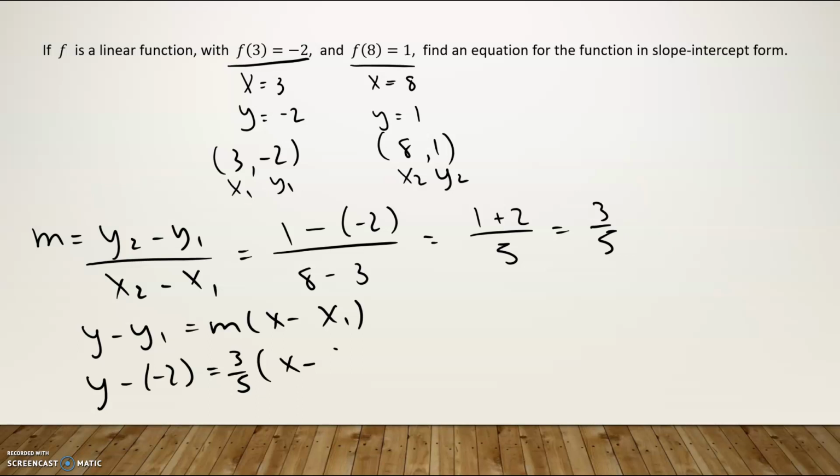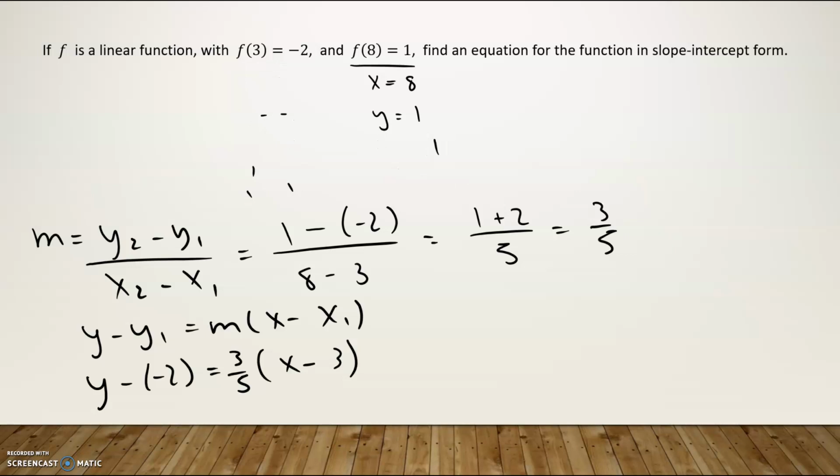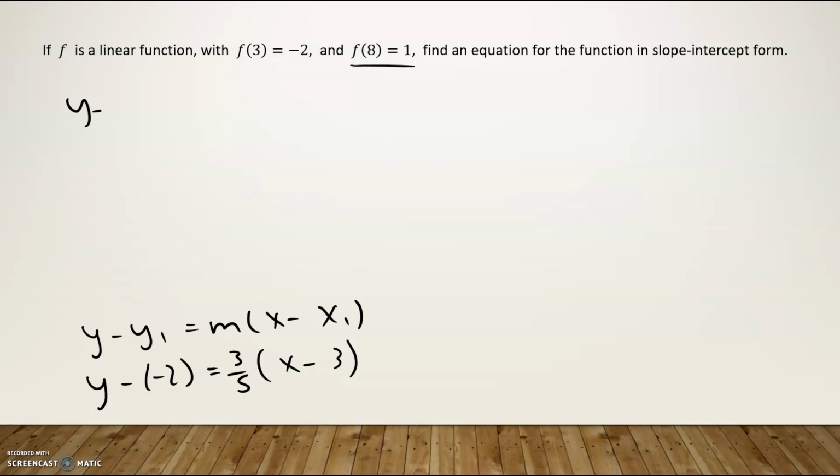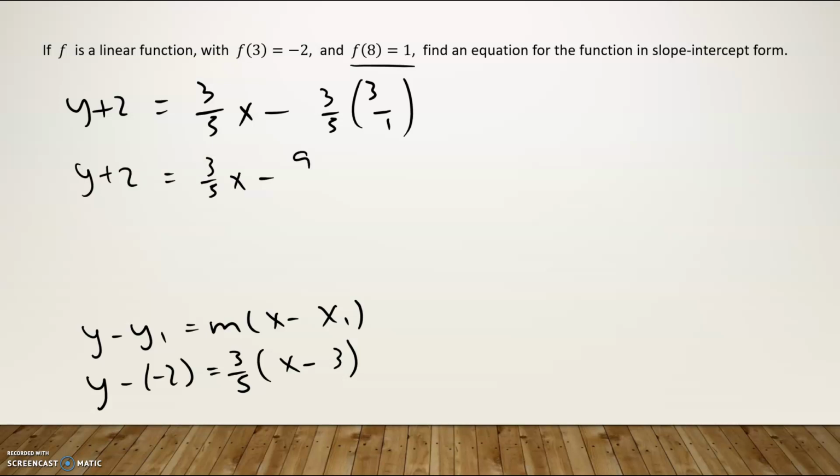x minus 3. Okay, and I'm going to erase some of this, have a little bit more room. So this is going to be y plus 2 is equal to 3/5 x minus, we got 3/5 times, I'll put it 3 over 1. So that's really going to be 9/5. So we have 3/5 x minus 9/5.